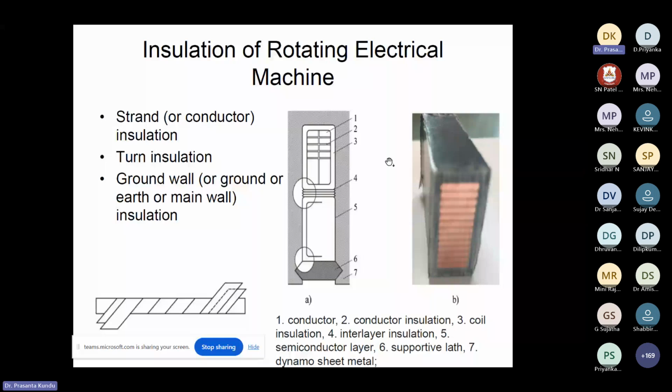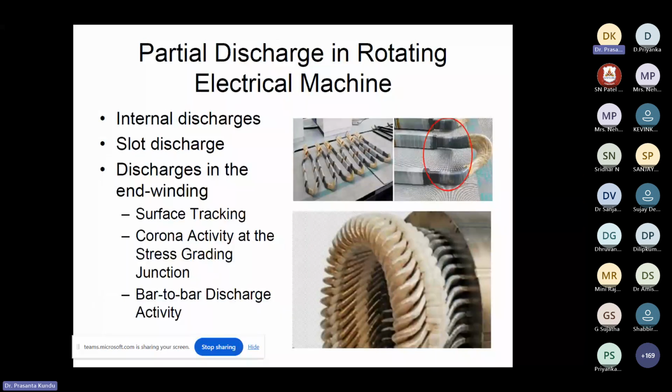Now, what are the different discharges that occur in rotating electric machines? You can have internal discharges. The significance is the same as we have seen in the previous cases: there will be a void internally in the insulation. These internal discharges occur because of a manufacturing defect or, during operation, because of delamination of the insulating material. Whatever the reason, internal discharge will occur inside the insulating material.